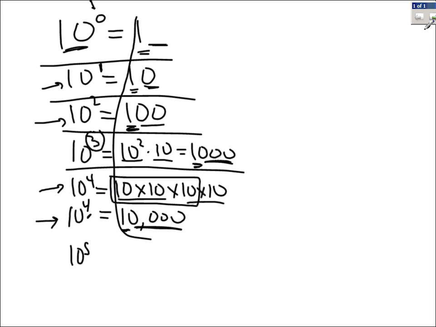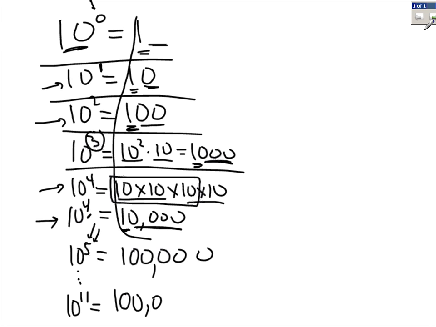It is true that this pattern will continue. If you have 10 to the 5th, why, that's a 1 followed by 5 zeros. 1, 2, 3, 4, 5. Somebody asked you what 10 to the 11th is. You can say, well, I can write it down. It's 1 followed by 11 zeros. 1, 2, 3, 4, 5, 6, 7, 8, 9, 10, 11.